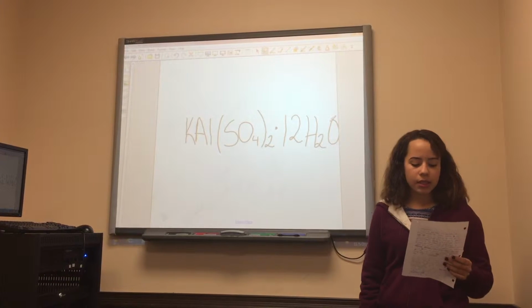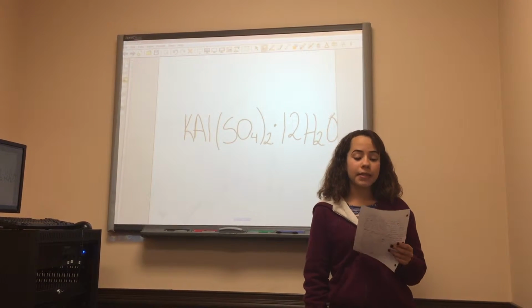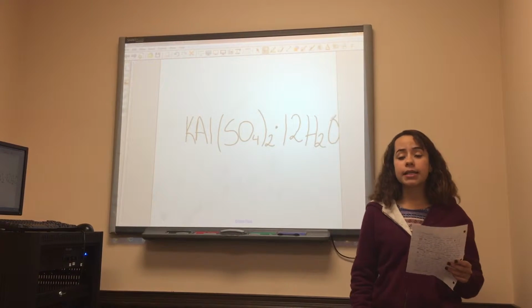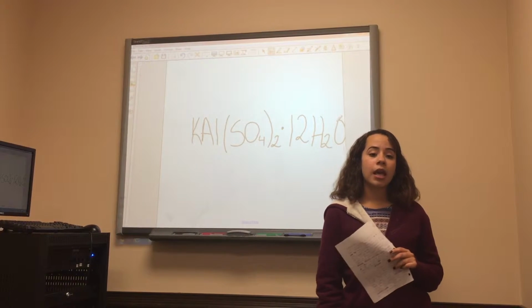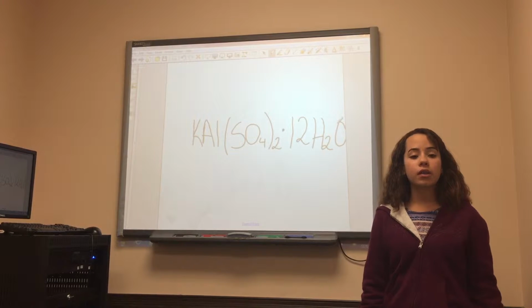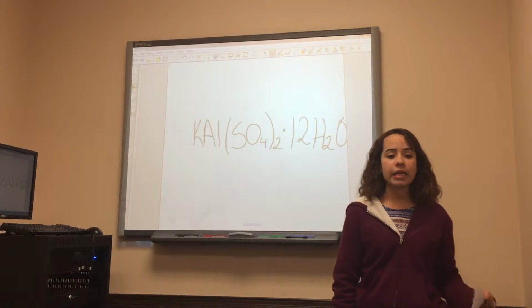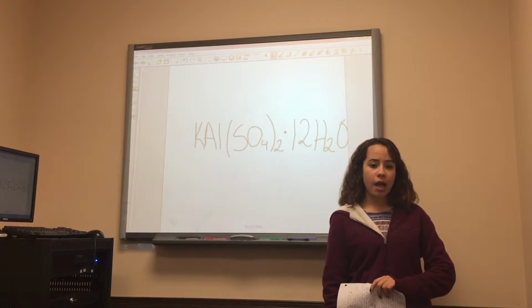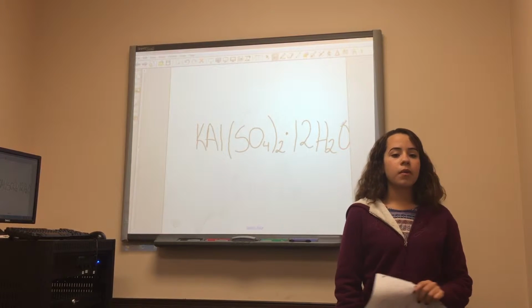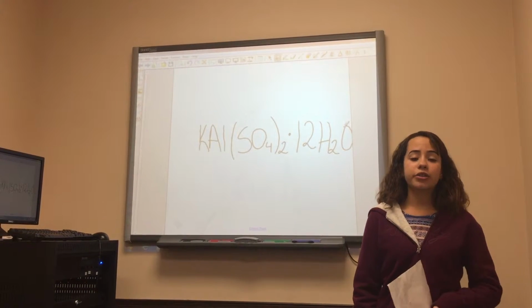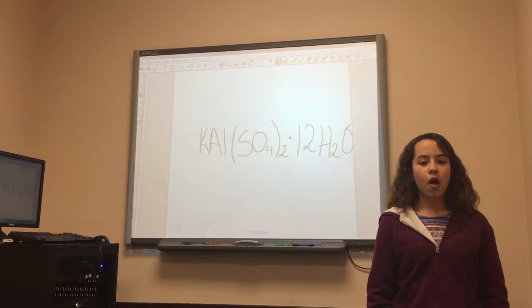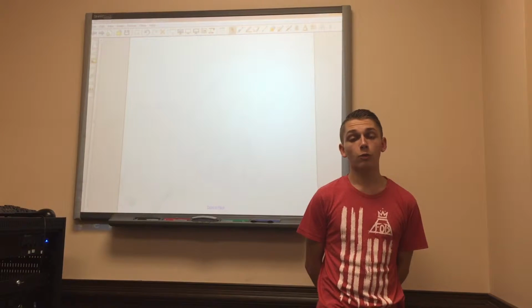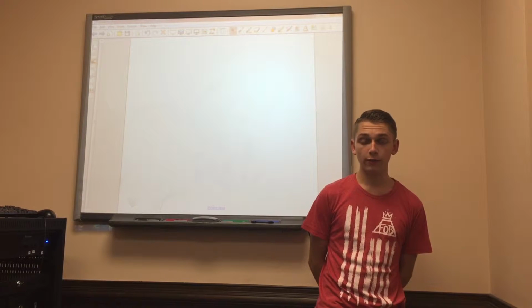The purpose of this experiment is to calculate the percent yield by preparing a sample of potassium alum from aluminum. And we will use the formula that is the actual yield divided by the theoretical yield times 100, and we will get the percent yield of this compound. I will be going over the procedures for experiment 5.